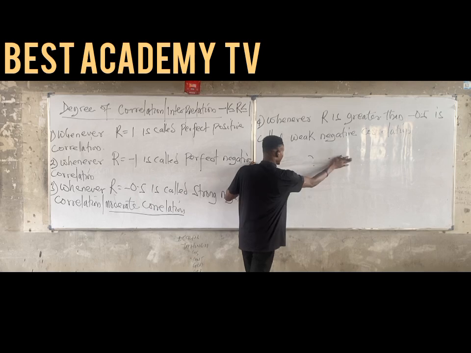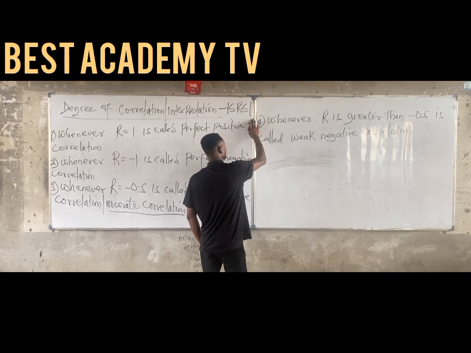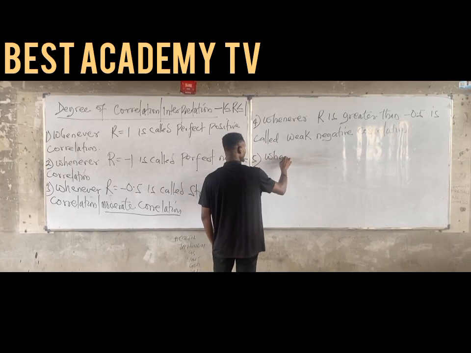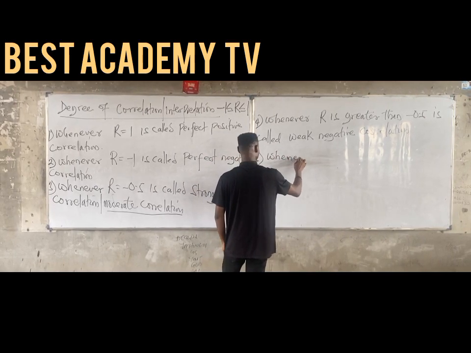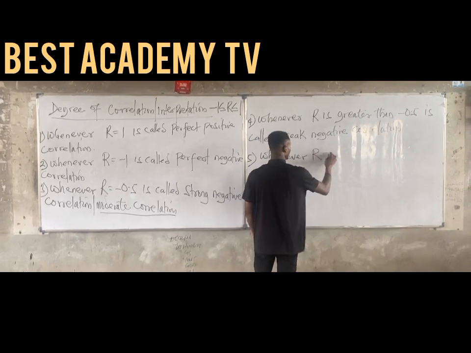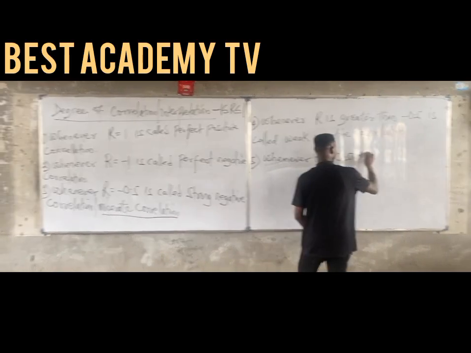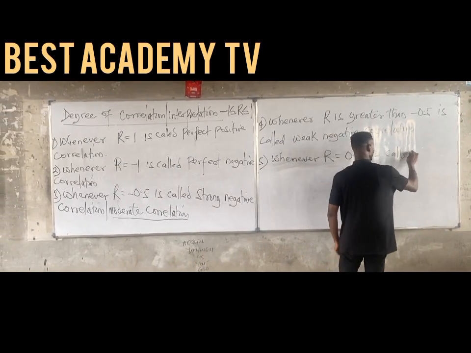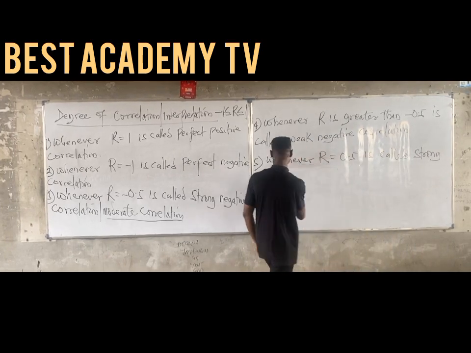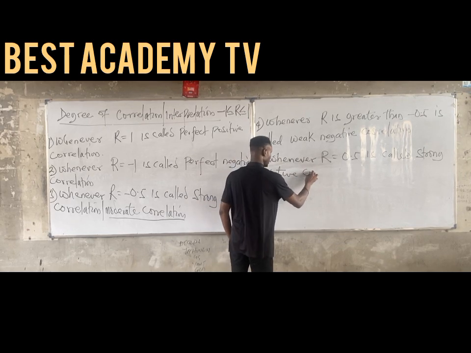So the next one here is, let's get the positive side. Now halve 1 by 2. Whenever r is equal to 0.5, please take note of this, it is called strong positive correlation. Please take note.